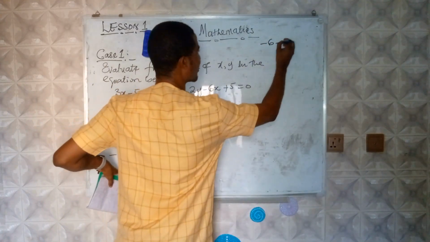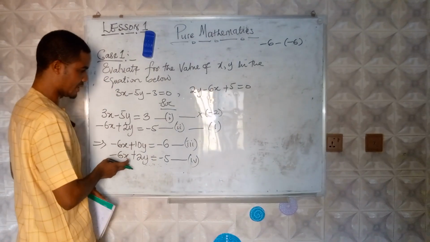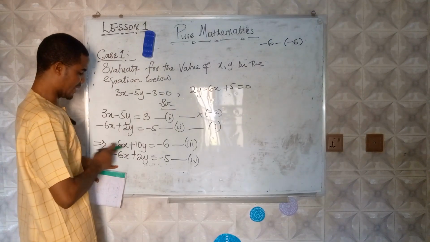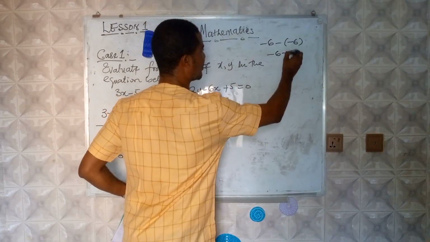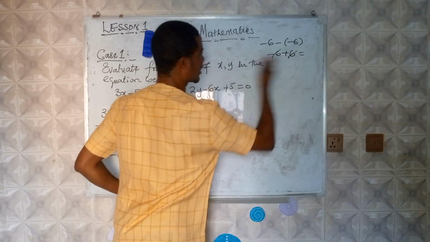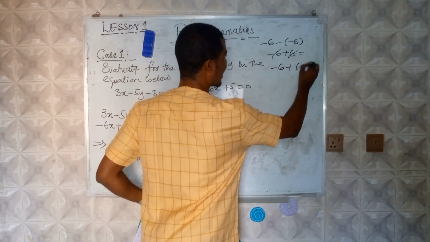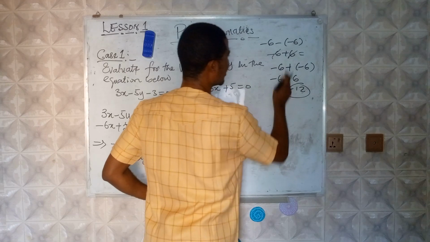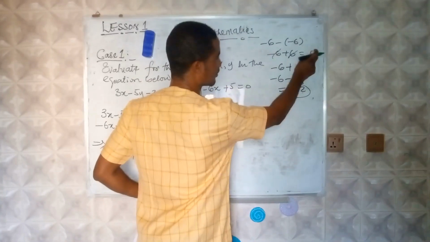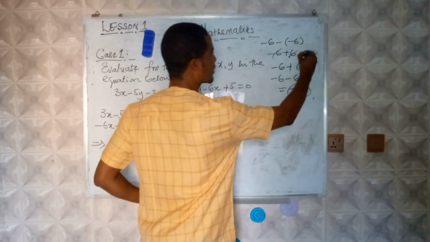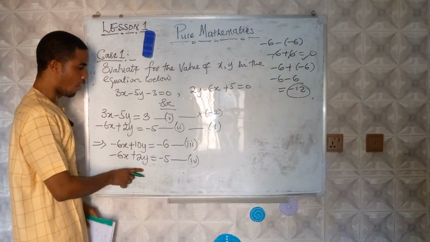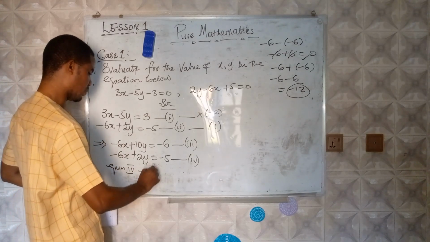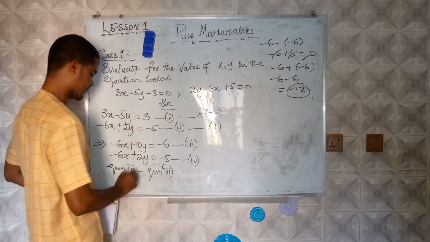-6 minus -6. That is equation 4 minus equation 3. -6 minus -6 will give me -6 plus 6. You know, they cancel out. But if I say -6 plus -6, which will give me -6 minus 6, which is -12. You see that the minus produces 0, while the addition produces -12. So I go with the minus. So I will say equation 4 minus equation 3.